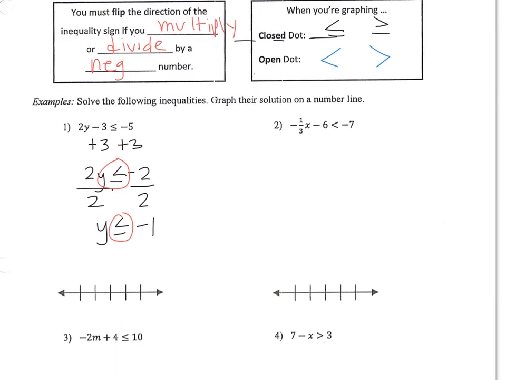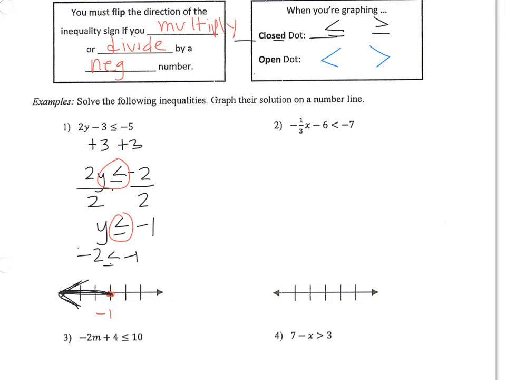And when we graph this, we put a closed dot at negative 1. And all numbers that are less than or equal to negative 1, that makes sense. So like negative 2 is less than or equal to negative 1. Negative 2 is over here, so it's going to the left.